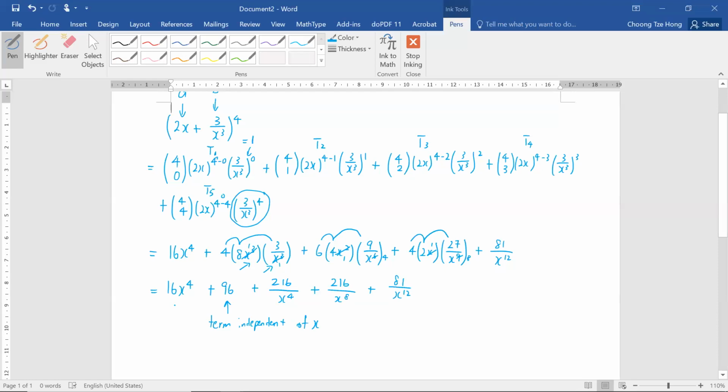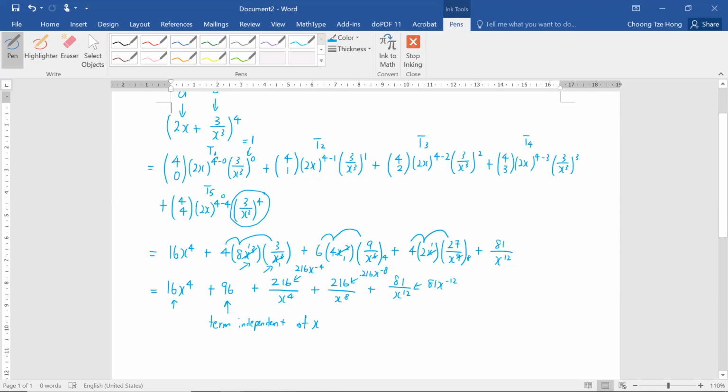So all these other terms all involve x. The first one is an x^4 term. Then this one is an x to the power of -4 term, because if you use the law of indices, you get this. Then this one is an x to the power of -8 term. Then this one is an x to the power of -12 term. So all the other terms are dependent on x.